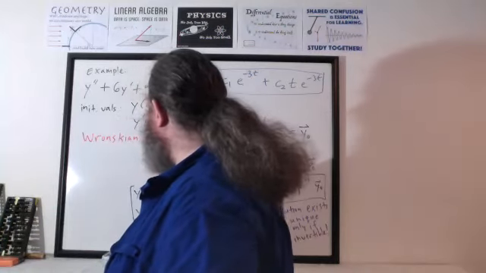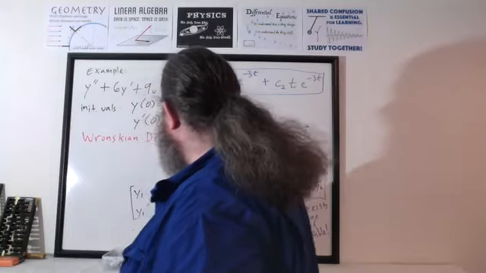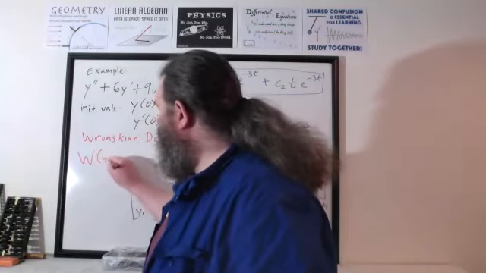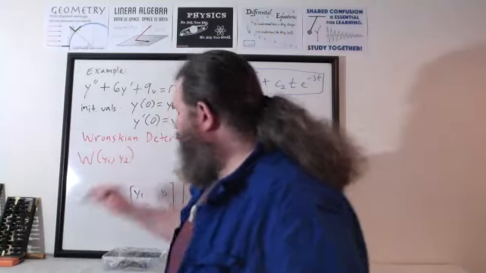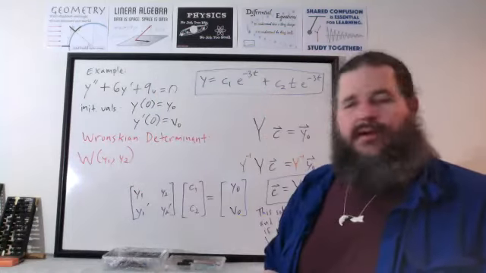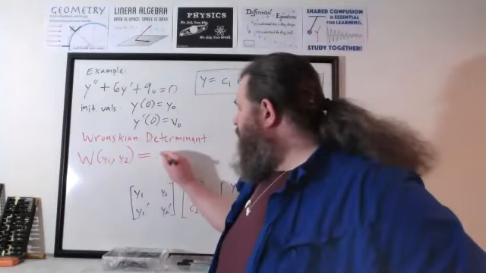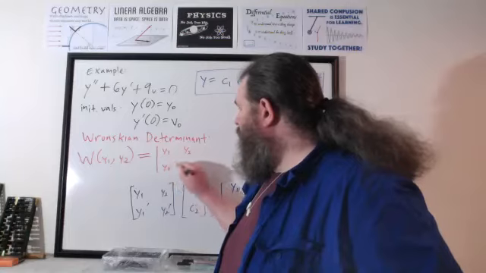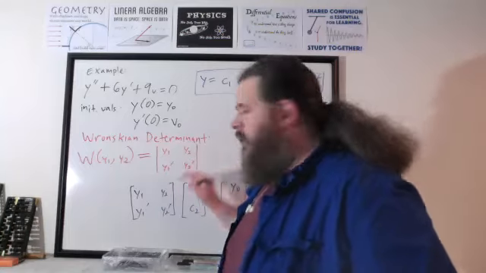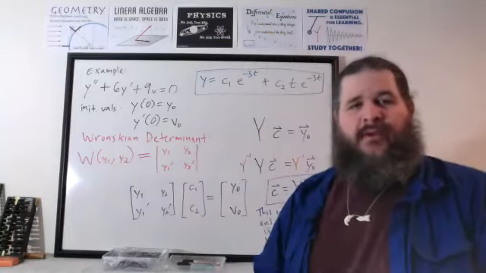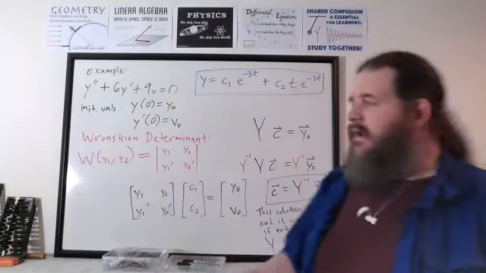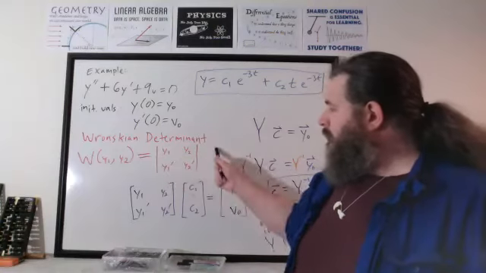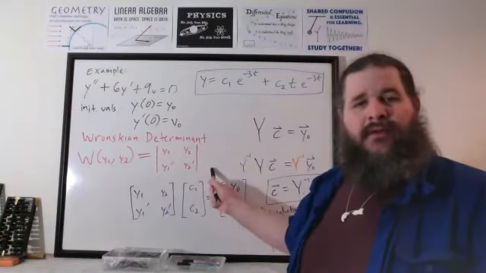Or sometimes just the Wronskian for short. It's usually written as W of y1 and y2. The idea being we're taking two functions as input, and we're taking the determinant of this matrix, y1, y2, y1 prime, y2 prime. And you can expand this to more functions as well. If you're dealing with a third order equation, you'd have 3 functions as solutions. So you'd have y1, y2, y3, y1 prime, y2 prime, y3 prime.